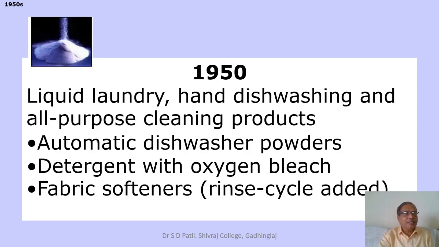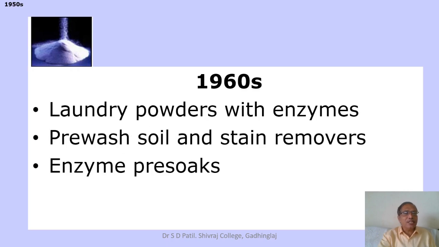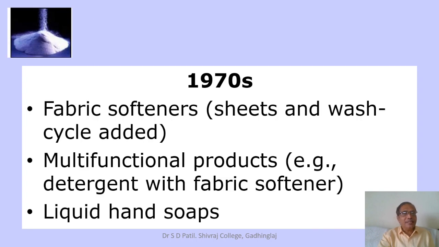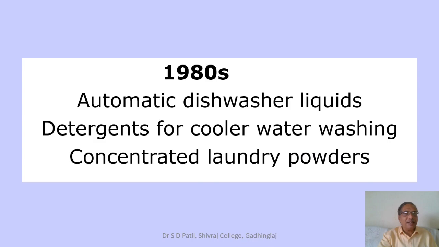In 1950s, liquid laundry, hand dishwashing and all-purpose cleaning products were developed. Automatic dishwasher powders, detergent with oxygen bleach, fabric softeners, rinse were developed. Rinse cycle was added. In 1960s, laundry powders with enzymes were introduced. Pre-wash soil and stain removers and enzyme pre-soaks were identified and introduced. In 1970s, fabric softeners, then multifunctional products and liquid hand soaps were manufactured and added in the market.